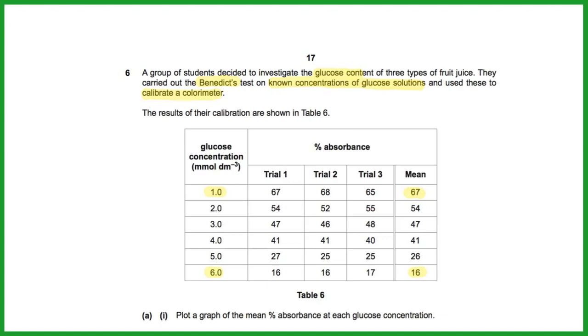Now when you're plotting graphs, you've got to take a lot of care to get the axes right. The labels for the axes need to come off the table, and they need to be the column headings. So the independent variable, which is the glucose concentration, needs to go on the bottom, and you need to put glucose concentration in millimoles per decimeter cubed. You've got to put the unit, and then because you're plotting mean percentage absorbance, you need to put that as the dependent variable on the up axis, so it needs to be mean percentage absorbance.